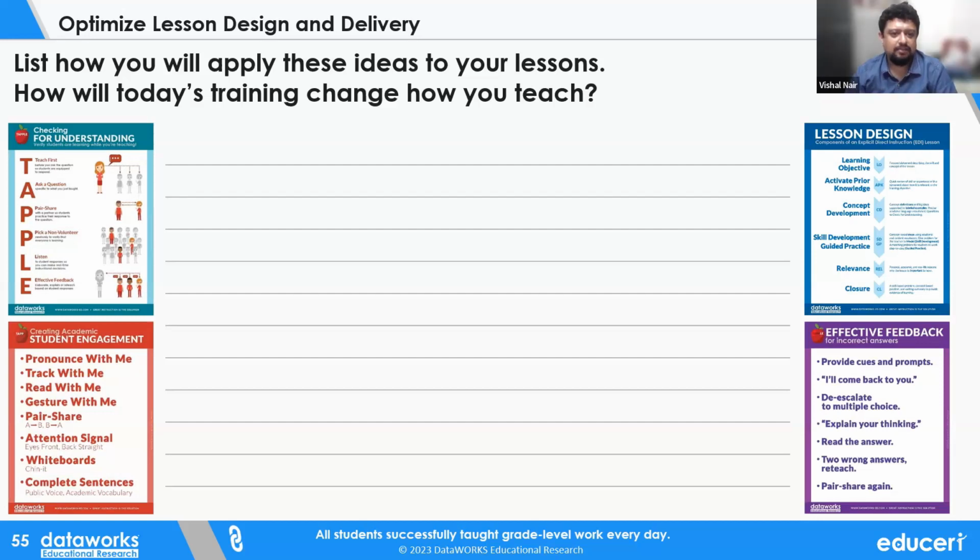Yeah, the first thing I think I would apply is the policy of teach first and ask questions later. And when I'm asking questions, I think I'll use a whiteboard. Yeah, the teach first is right here. Teach first, then ask a question.